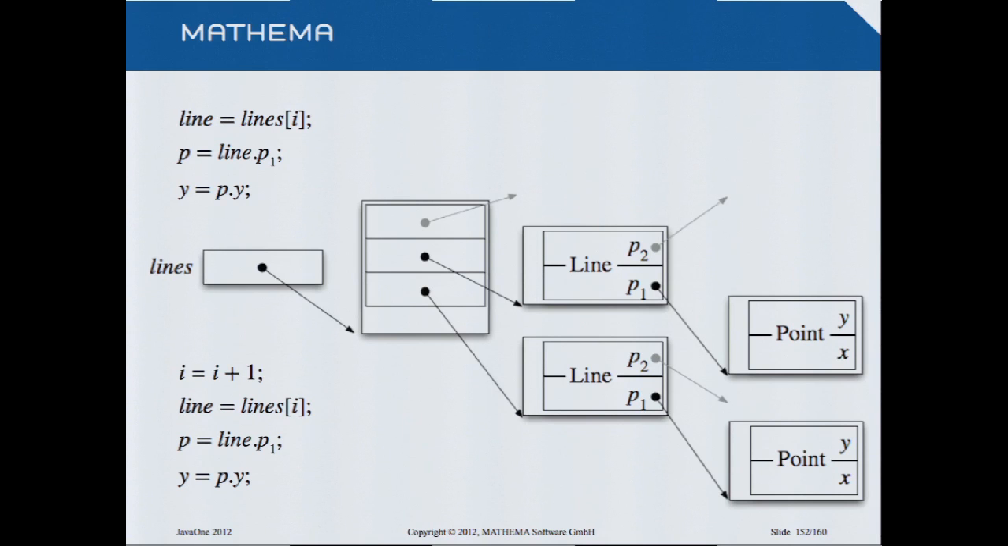If we want to access the y points in each line, we go and get the first element, then we access the p element, and from the point element, we get the y. If we want to access the next one, we have to get the next line, and then from this line we have to get the correct point, and from this point we have to get the y.